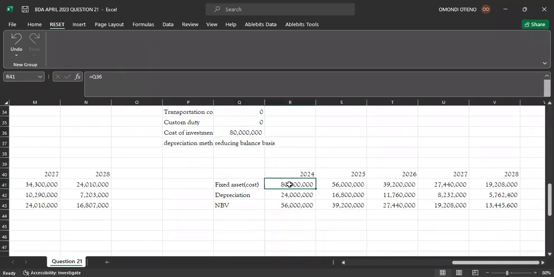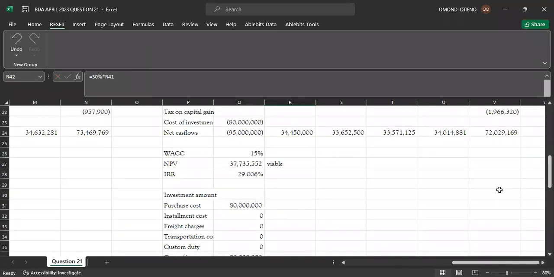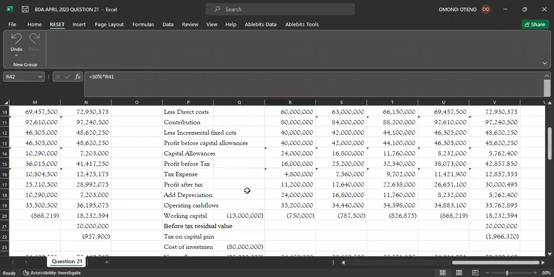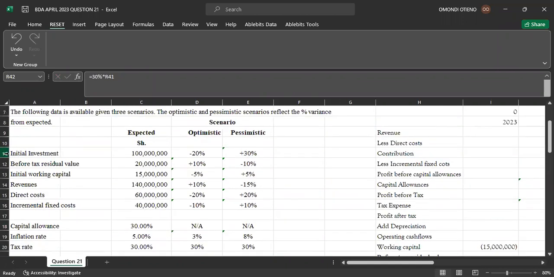So cost of investment is this. Now the beginning cost is this one here, depreciation. The formula is still set. Nothing has changed. So I just change them one by one. So I've now changed cost of investment. How about working capital? Or let me follow this order. Before tax residual value, I'm now told it is not 20 million. It is more than that by 10%. It has increased by 10%.